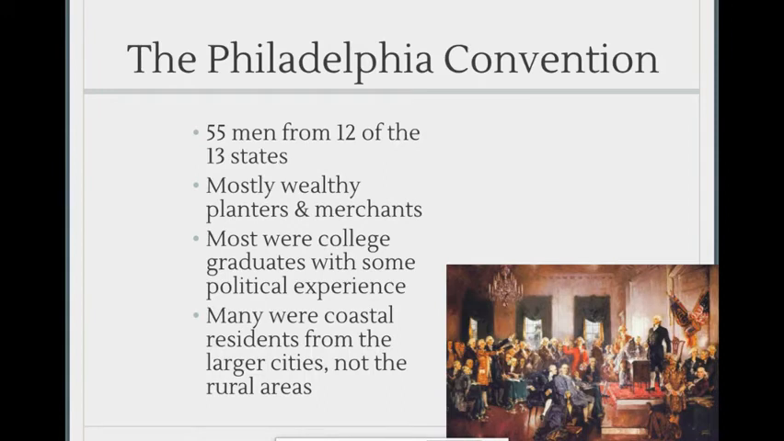We're going to hold a convention. 55 men, 12 of the 13 states, mostly wealthy planters and merchants, all of them white males, college graduates, and many were coastal residents from large cities, not necessarily all the rural areas.